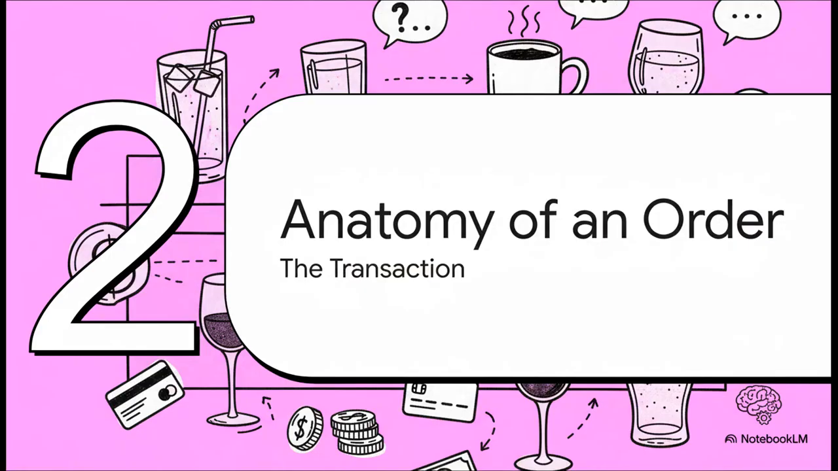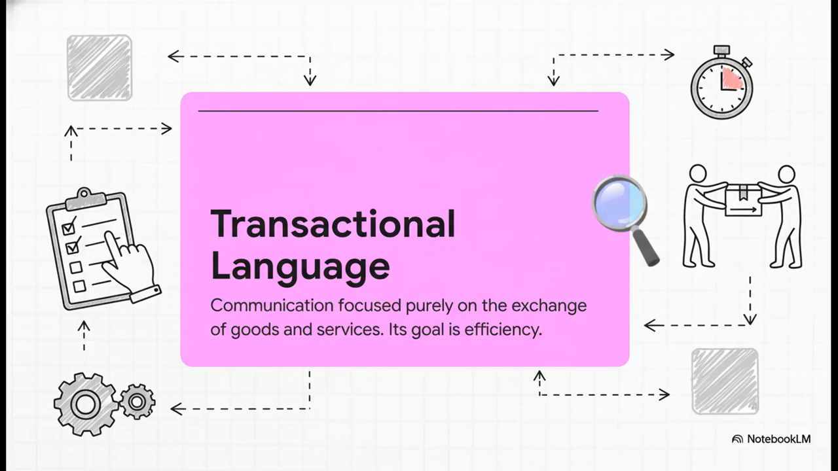All right, let's break this down. We'll start with the first part of our source text, ordering drinks. This is the get down to business, purely functional part of the script. So, this part of the conversation uses something called transactional language. And really, it's all about one thing, the exchange. It's the language of getting things done. Its only goal is efficiency.